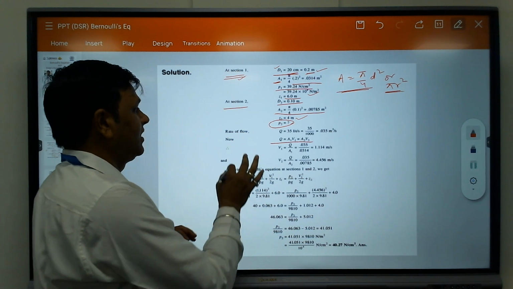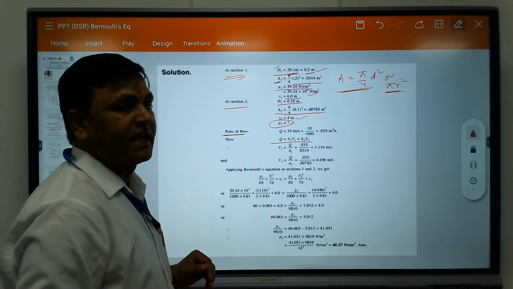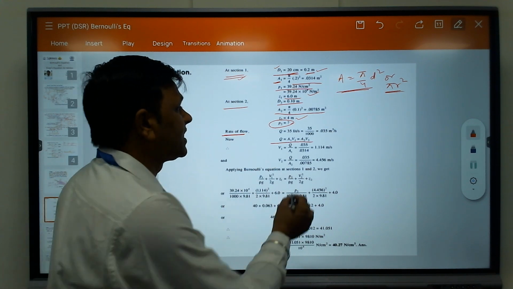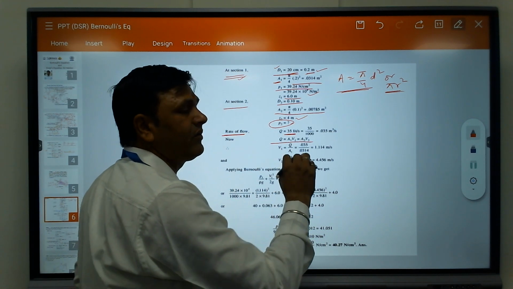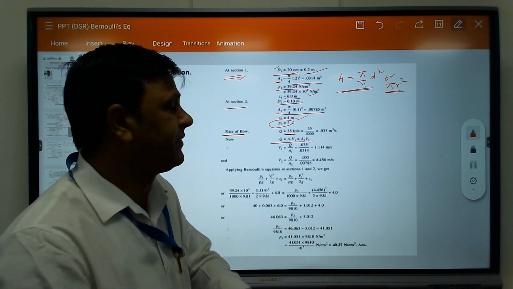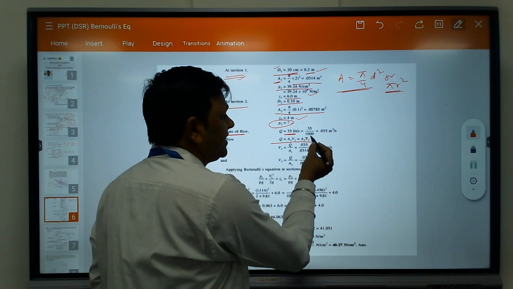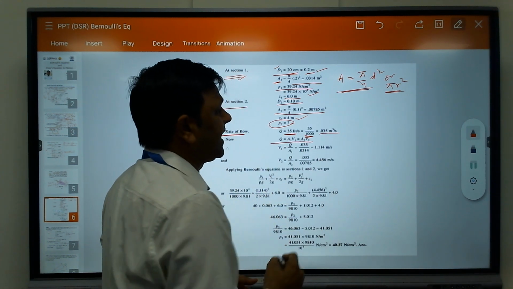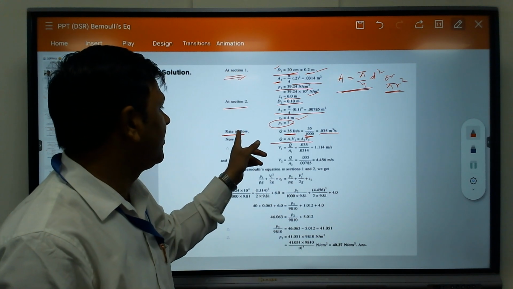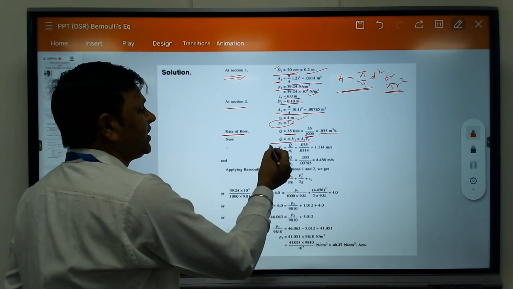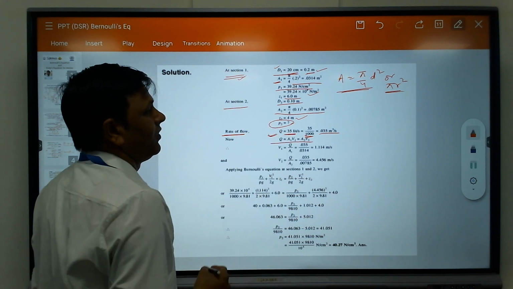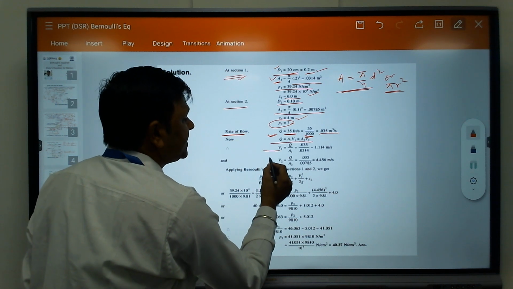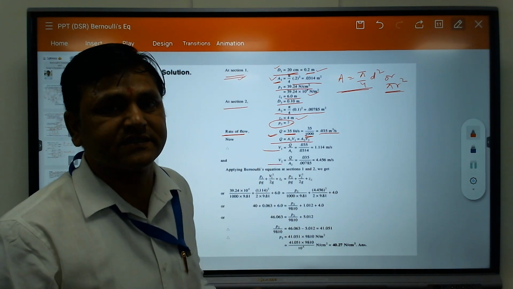Now, first of all, we have to calculate the rate of flow, which is also given in the numerical. What is the flow? 35 liter per second, but you have to convert into meter cube per second, and by dividing by 1000 we find 0.035 meter cube per second. This is the rate of flow, and using the rate of flow and area, we can calculate the velocity at the different sections.